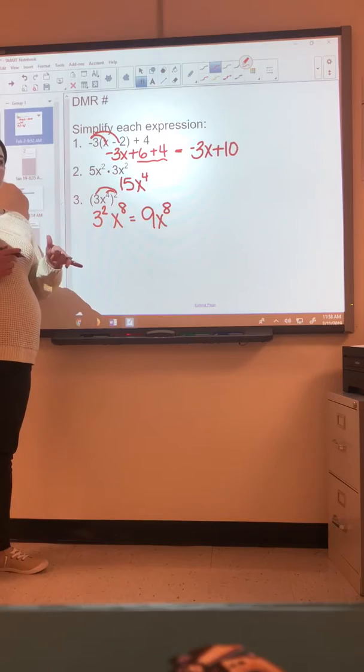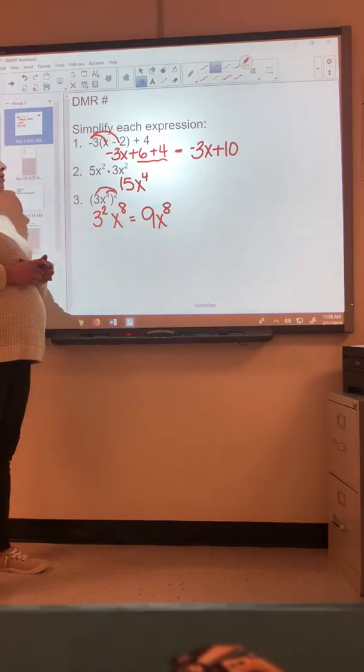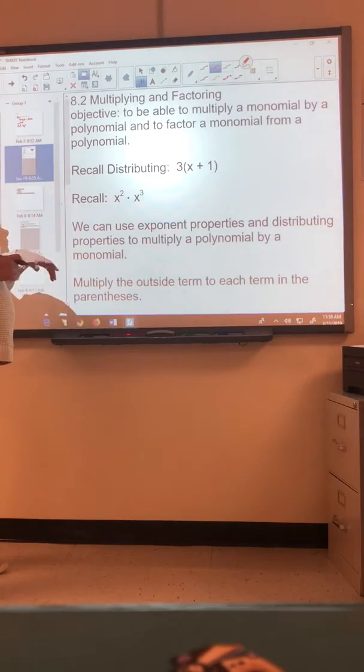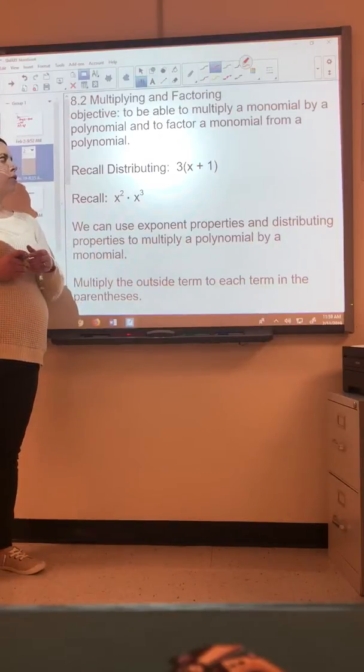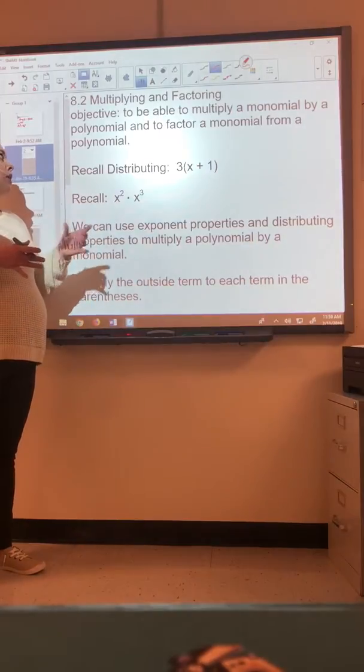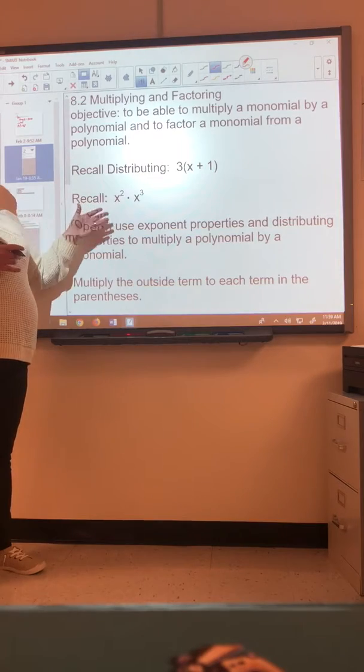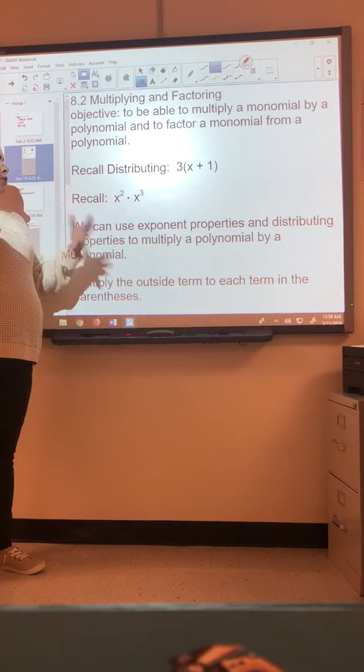All right, now we're going to go ahead and do the first part of Chapter 8, Lesson 2, which is about multiplying and factoring. So this is going to kind of tie in where we do distributing and using our exponent rules. So let's remember distributing.